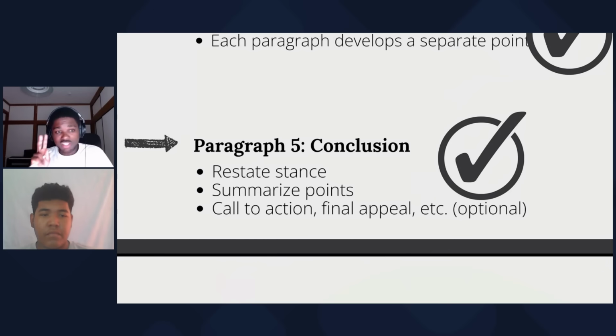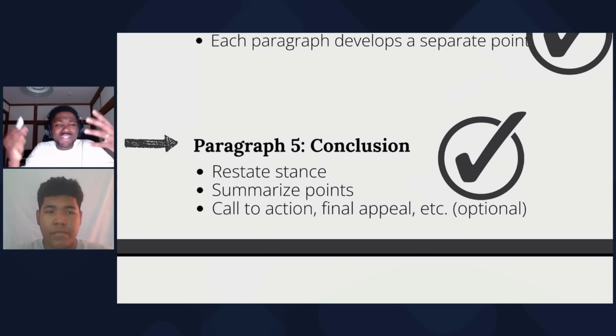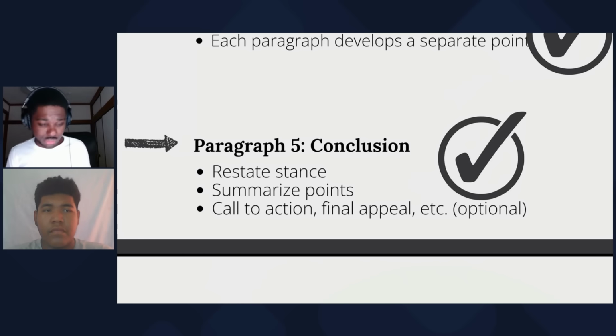Two, summarize the points that your essay went into. And optionally, you can add a call to action or an appeal. This is what you can do about the issue. Let us do this about this issue. Why don't we do that? It's like just a final call to action, a final appeal, related to the issue.